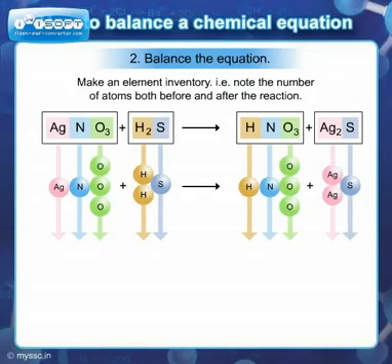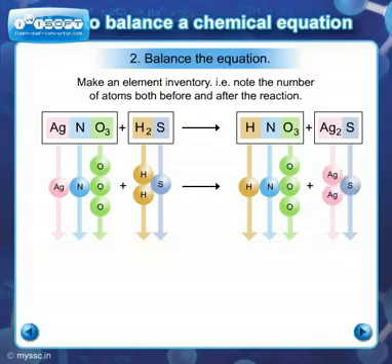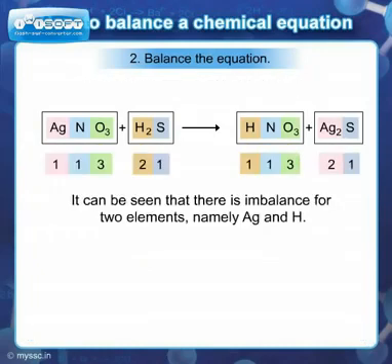On the reactant side, Ag has 1 atom, N has 1 atom. Since it is O3, there are 3 atoms of O. Since it is H2, there are 2 atoms of H and 1 atom of S. On the product side, H has 1 atom, N has 1 atom. Since it is O3, there are 3 atoms of O. Since it is Ag2, there are 2 atoms of Ag and 1 atom of S. Thus, there is imbalance for 2 elements, namely Ag and H.